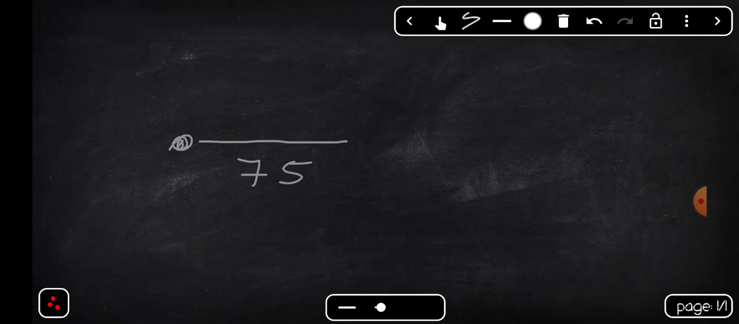Then he turns and walks 25 meters to the left. Left of whom? Of Deepak. Suppose he walks from here to here, then left will be here, 25 meters. Again he turns left and walks 40 meters. So this is the 40 meters.